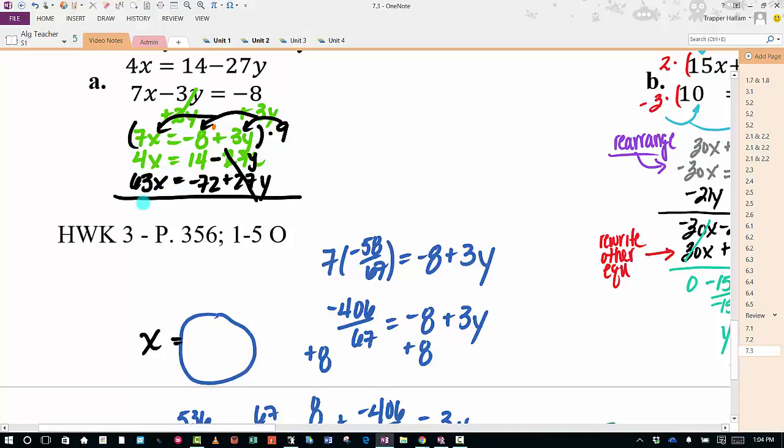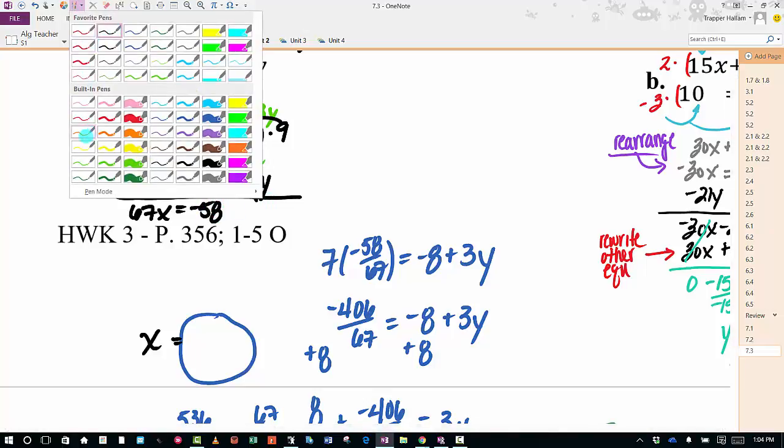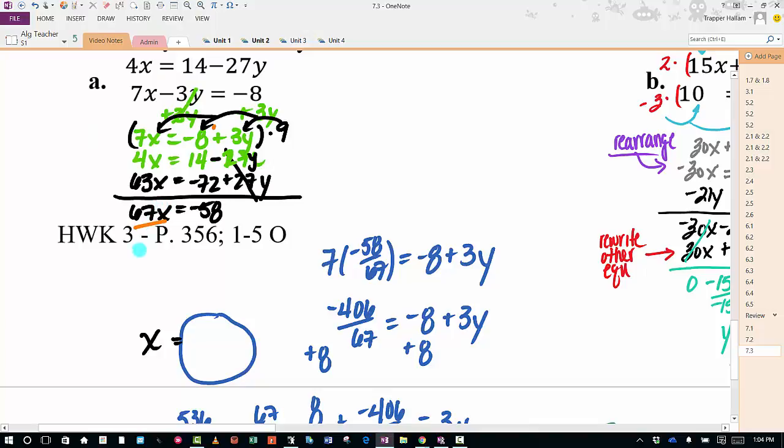4x and 63x give me 67x. This equals, what do we get? 14 and a negative 72 gives me a negative 58. Okay, so let me change colors so that's not getting hard to see. I'm going to divide by, now I'm going to write over the words here. You'll have to bear with me. Sorry about the amount of room I've got here. Divide by 67 on both sides. Those reduce to 1. So I'm left with x equal to negative 58 divided by 67.